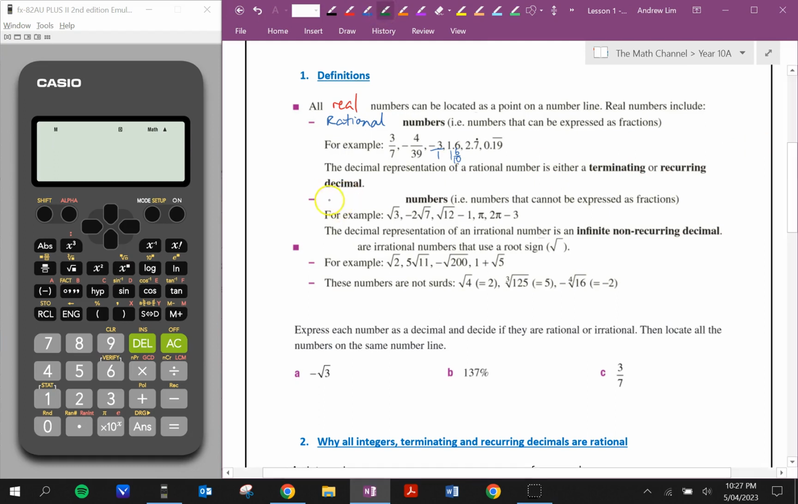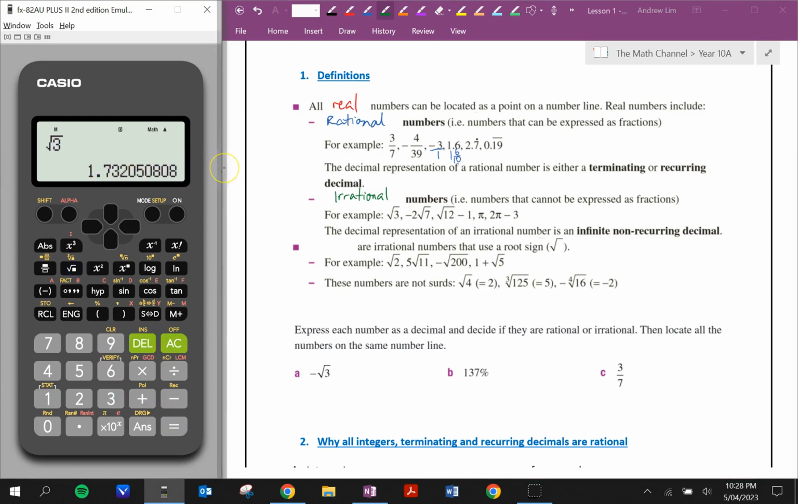Right, irrational numbers are numbers that can't be written as a fraction. For example, √3. If I type √3 in my calculator, I get that. It doesn't end, it actually goes on forever. Our calculator just doesn't have enough space to show everything. There's no pattern. If I press my S to D button, it doesn't work. Can't write it as a fraction.